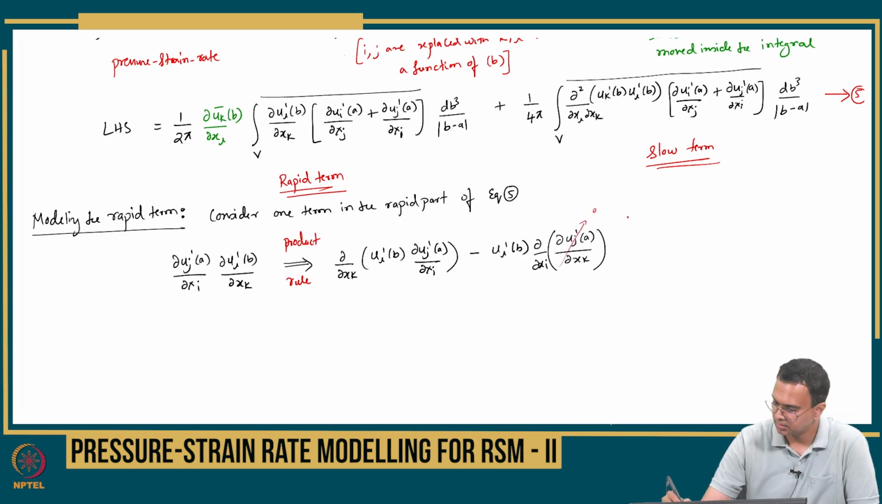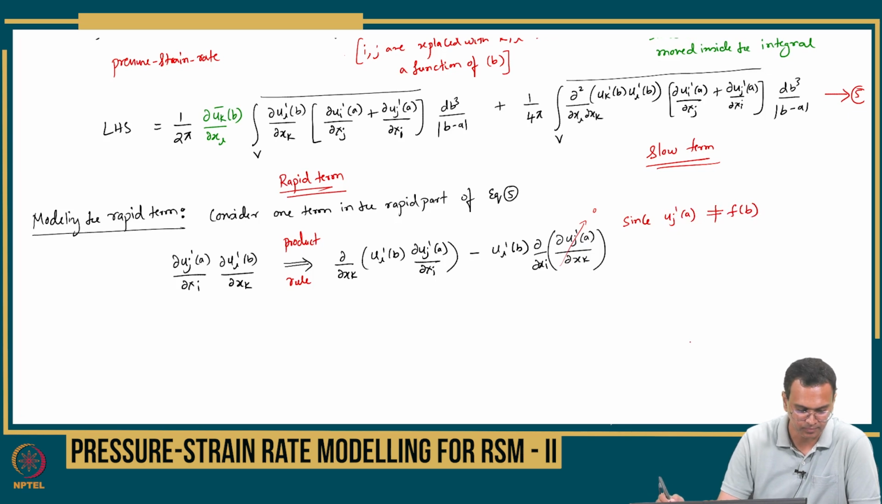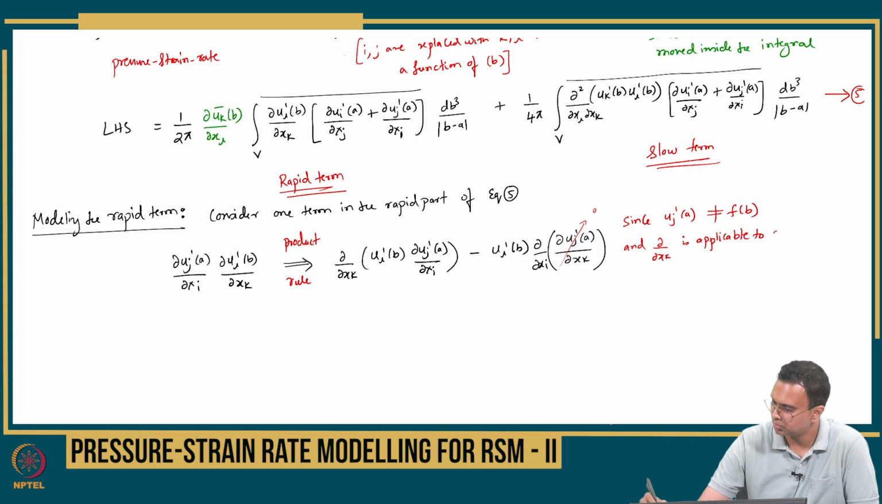That's because uj prime of A is not a function of B, and dou by dou xk is applicable to only functions of B, the gradient. So dou by dou xk of this particular thing is 0, this goes away, so I have this particular term. I can simplify this further. So this again I am going to use the product rule.